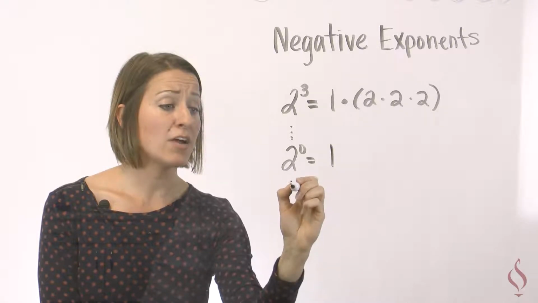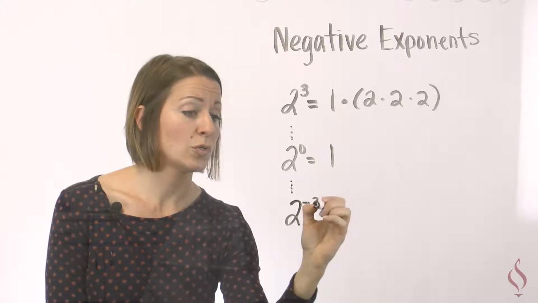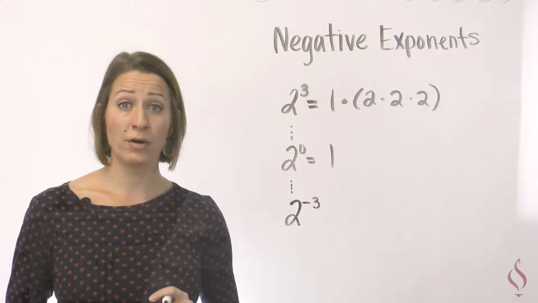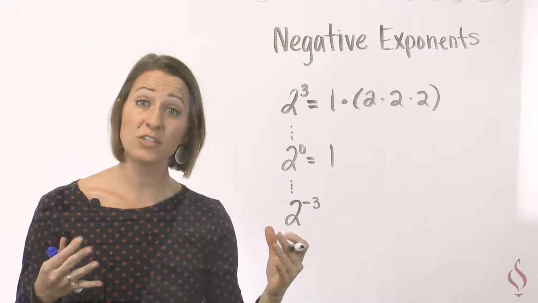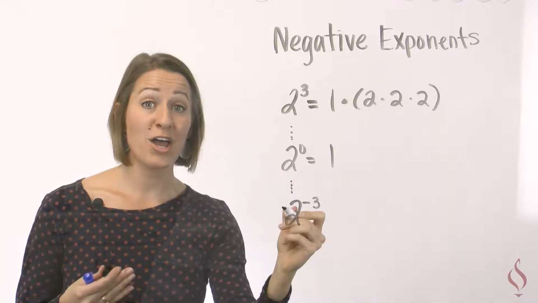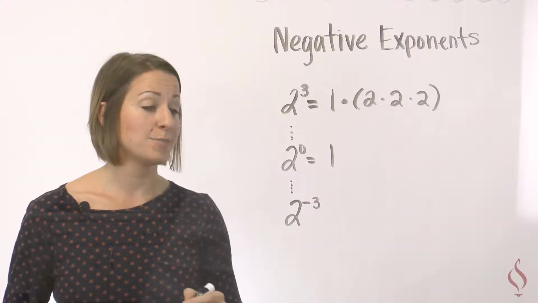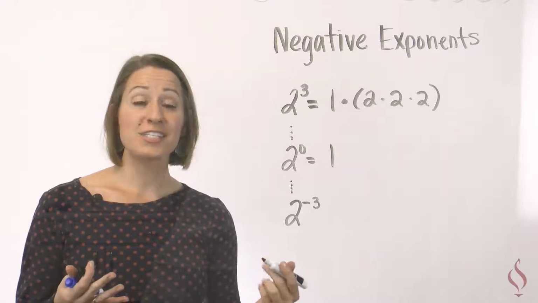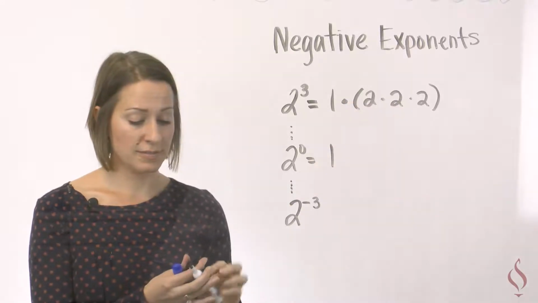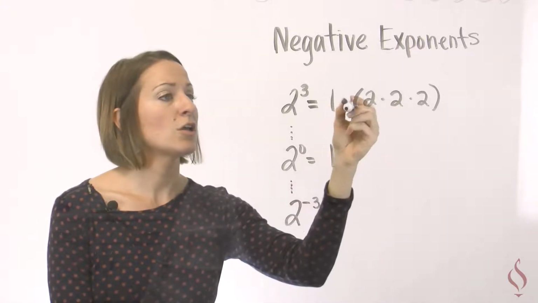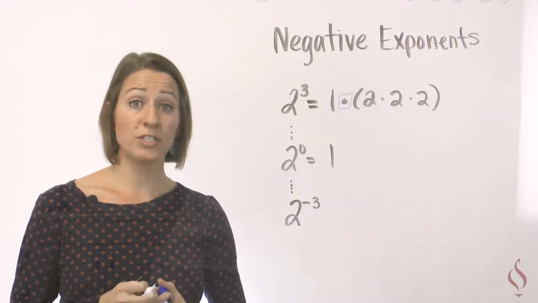Okay, let's go down a little further, and I'm going to say 2 to the negative 3rd power. Now, I admit, thinking about this in your head, it's kind of difficult to understand how a number can be raised to a negative power, but I'm about to explain it to you. First, let's revisit this problem again. We multiplied by the product of 3 2's.